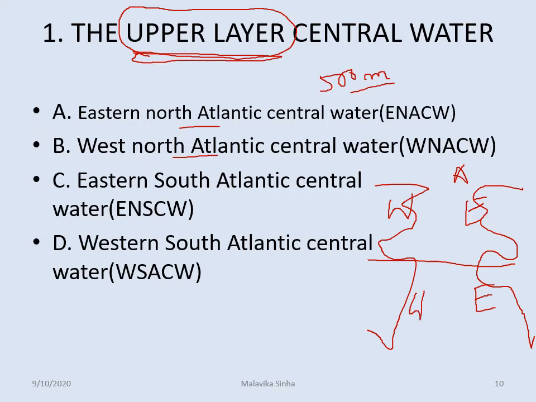So the water masses of the Atlantic are divided into four zones: Eastern North Atlantic Central water masses, Western North Atlantic Central water masses, Eastern South Atlantic Central water masses, and Western South Atlantic Central water masses.